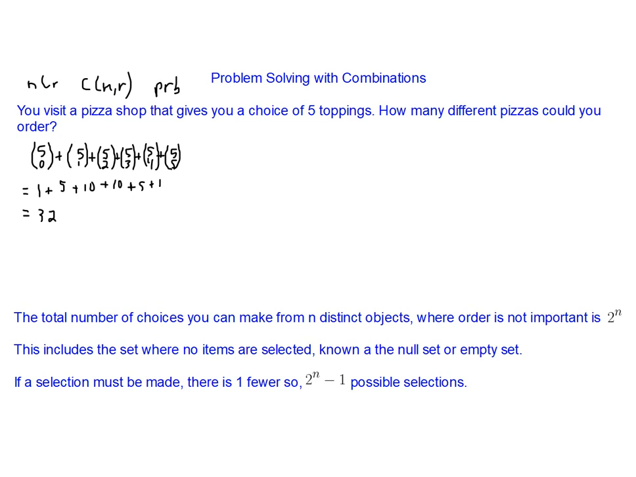The other way to do this question is to look at the 5 toppings. Here we are, 1 topping, 2 topping, 3 topping, 4 topping, and 5 toppings. We can give these toppings names if we want. You know, if this is our pepperoni, and this is our, I don't know, mushrooms, our cheese, bacon, and maybe anchovies.